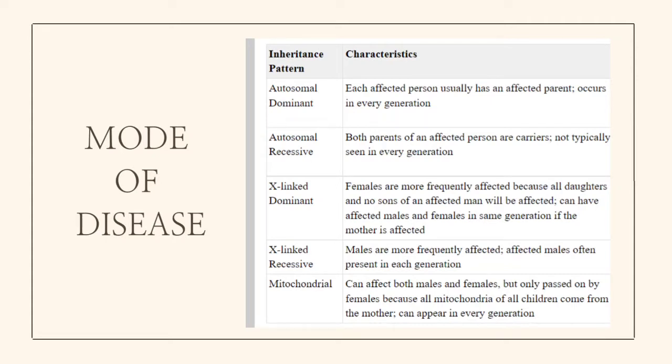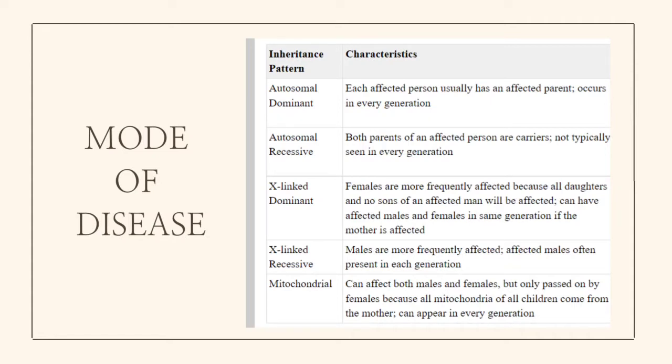Okay, next, let's talk about the X-linked dominant. In X-linked dominant, females are more frequently affected because all daughters and no sons of an affected man will be affected. It can have affected males and females in the same generation if the mother is affected. So, in simpler terms, if the affected one is the father, the one with a high probability of having the specific disease or syndrome would be the daughter, okay? And the sons will be unaffected if the disease came from the father.